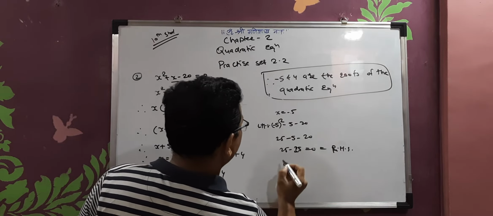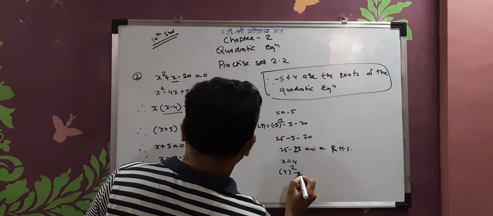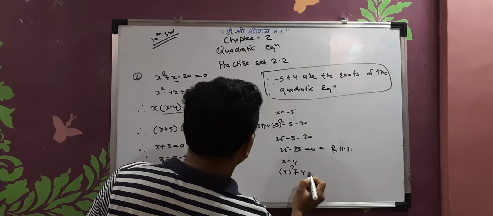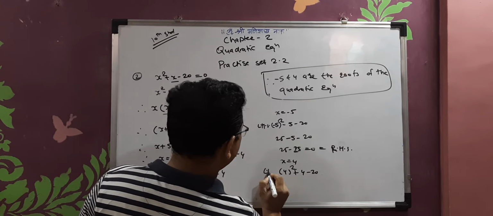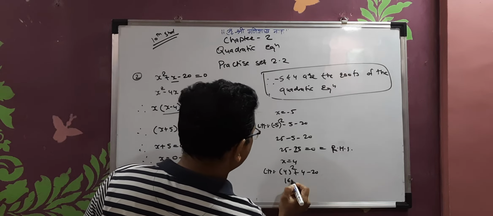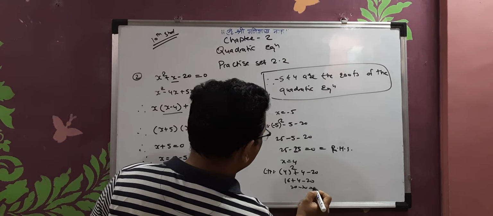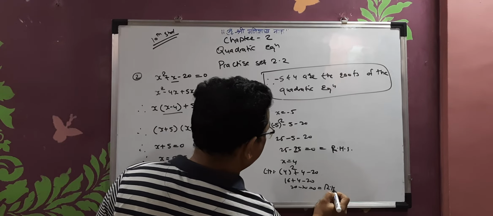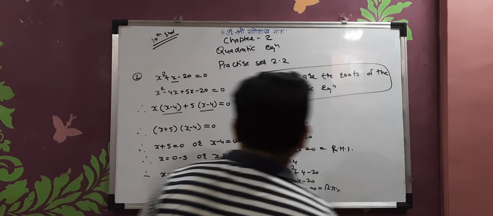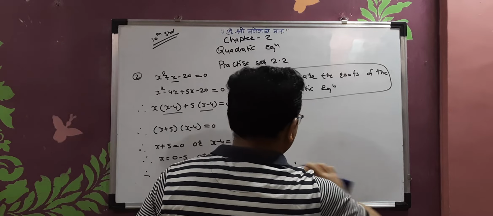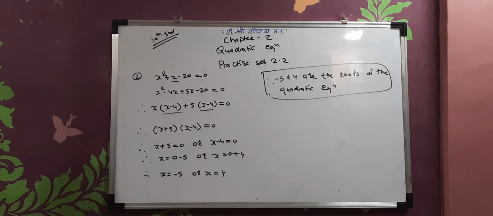Similarly, if you put x is equal to 4, then 4 square plus 4 minus 20. This is the left hand side. So 16 plus 4 minus 20, this is 20 minus 20 is equal to 0, which is the right hand side. So this is also satisfying the equation. So it is a root of the given quadratic equation. This is the way you can cross check the answer. Hope you have understood this second problem.